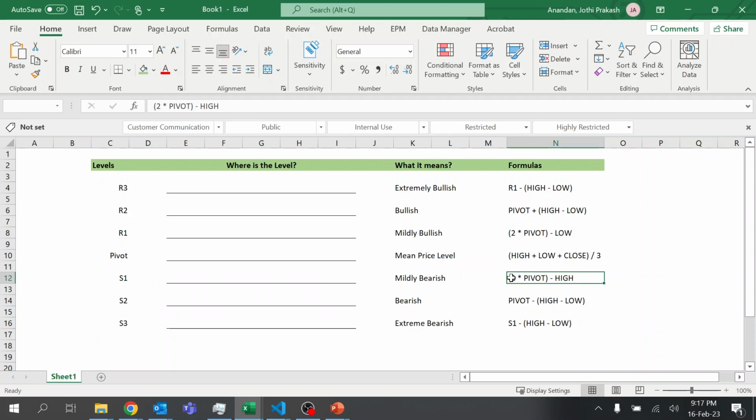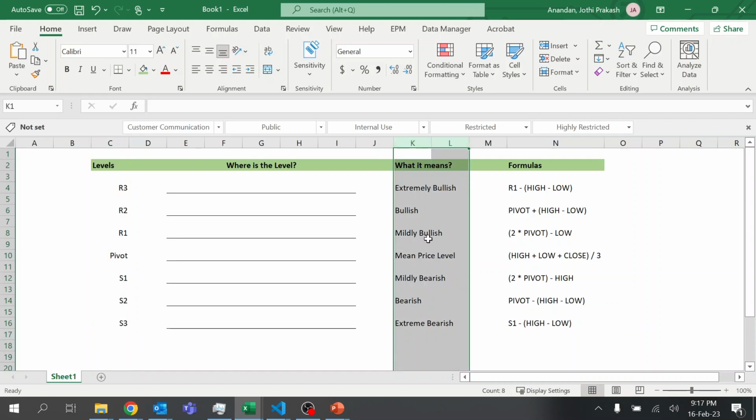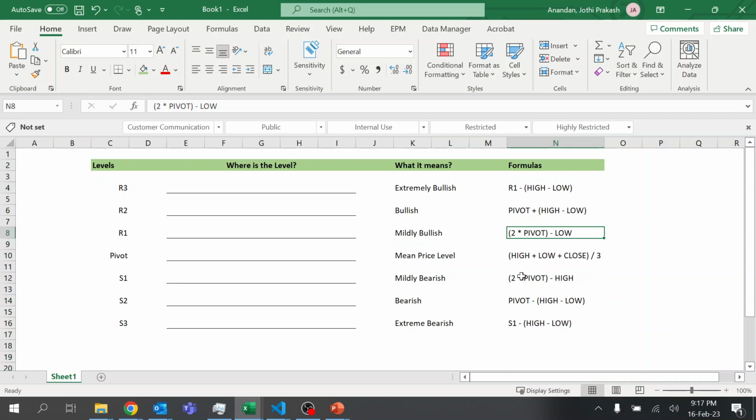If you understand the single formula for support 1, you will automatically understand resistance 1, because resistance is a higher level. So what you need is a lower level value above the pivot point. That's how the formulas are calculated. If you are with me so far, you would have understood what all the levels are, what those levels mean in the CPR indicator, and what formulas are used to calculate the values. Now let's get into the calculation.